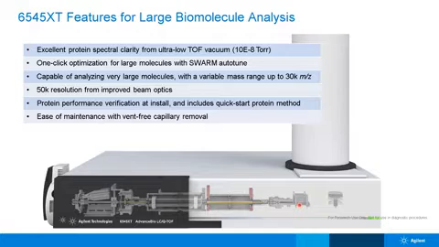So down here we have the shell of the instrument, and we have our flight tube. The flight tube has an ultra-low vacuum of 10 to the minus 8 torr. This helps with excellent spectral clarity of your proteins. This system also has a one-click optimization for your large molecule analysis utilizing the Swarm AutoTune and a MassHunter acquisition. This system is capable of analyzing very large molecules up to 30,000 m/z.